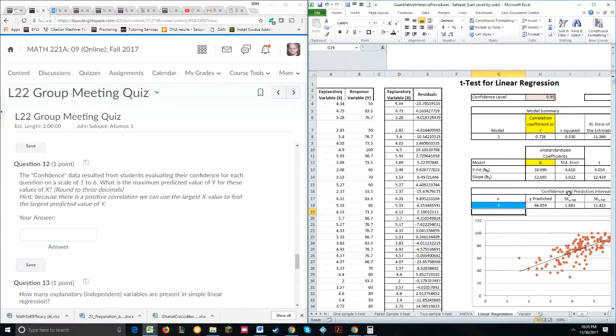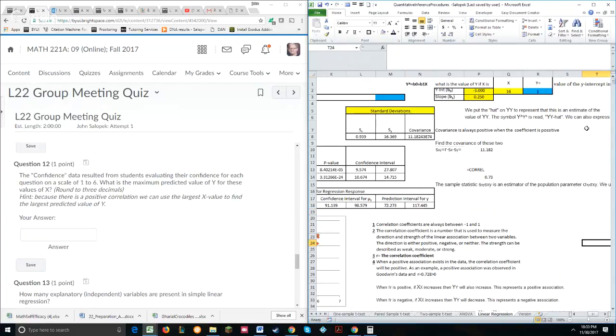So I put in a 6 as the maximum predicted value. I don't think that's right because I did 6 for x and solved using the y-intercept and the slope, and I got a number that's smaller than what was actually observed. So shouldn't it be higher than what was observed? That's what I thought, because it's positive. But if you look at one of the boxes, the one above the graph, on the right, it says predicted interval for y, and it gives an upper and a lower bound.